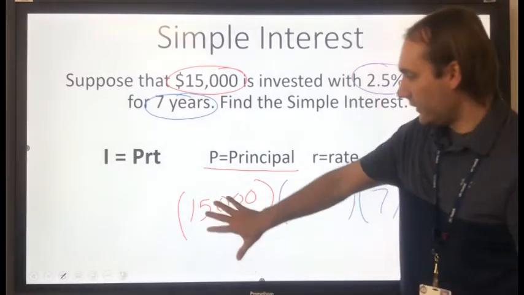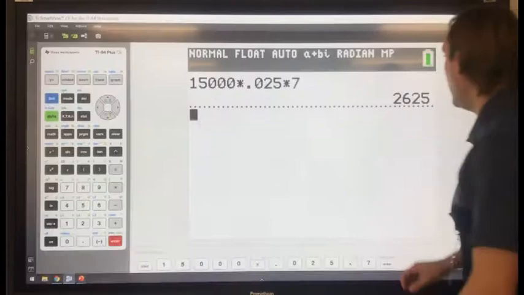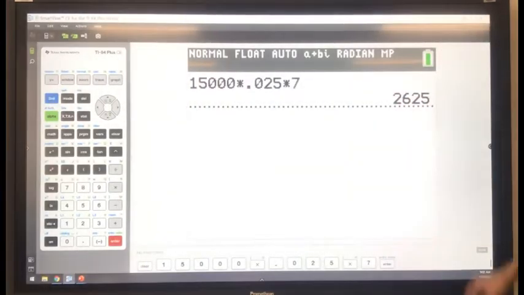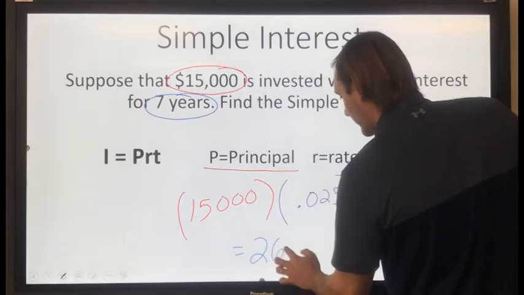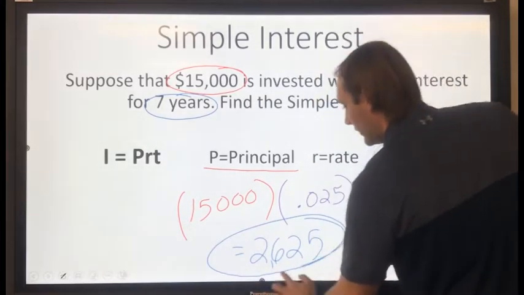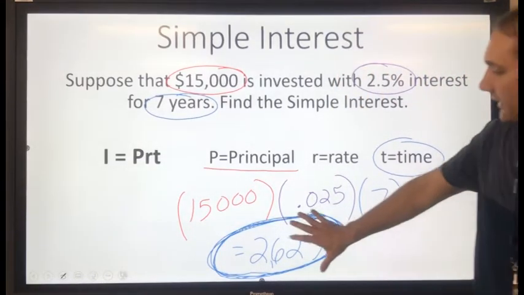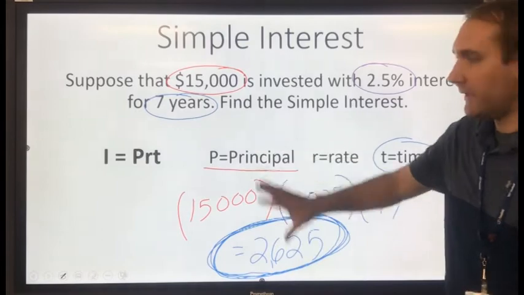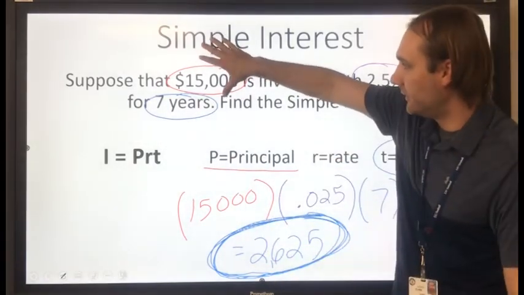So all you need to do in your calculator is do 15,000 times 0.025 times 7. And I made $2,625 from this investment. $2,625. That's how much interest I earn or how much interest I have to pay. Note that if I want to see what's going to be at the end of my bank account, I need to take $2,625 and add it to my principal, $15,000.